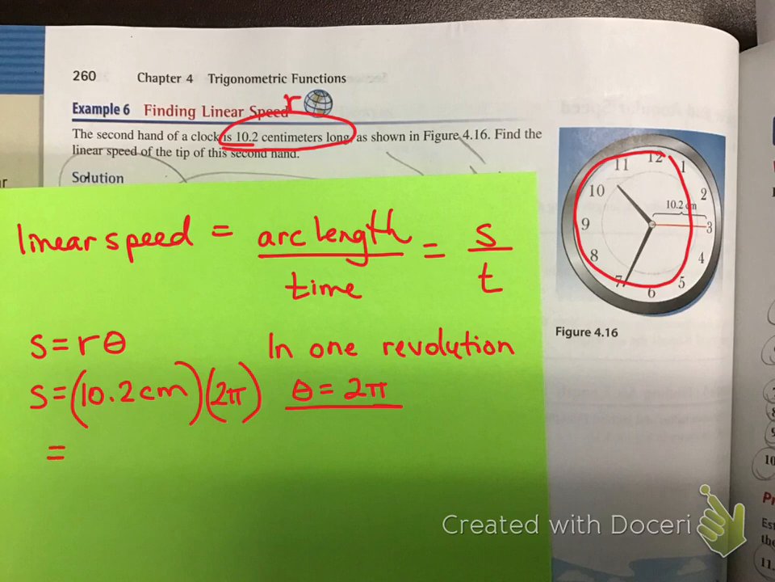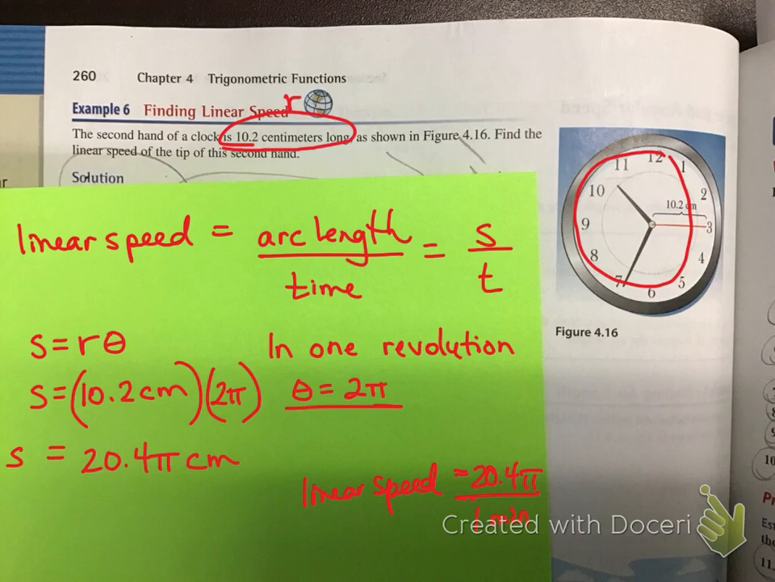So just multiply 10.2 times 2 and put your pi centimeters. So that is S. Now we can go back to our linear speed formula. It is that S value divided by the time, and if it's one revolution, then it takes the second hand 60 seconds to get all the way around, or 1 minute.